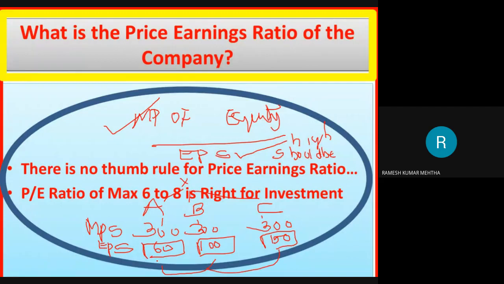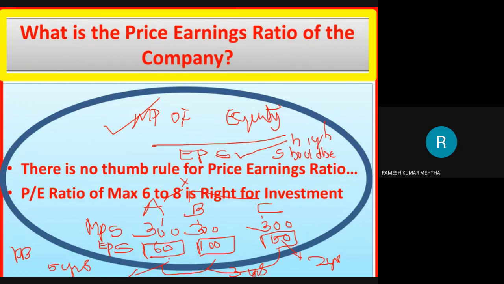If you look at this data, you will come to know that here you are going to get back your amount in 2 years. Here you are going to get back the amount invested of 300 rupees in 3 years, and here in 5 years. We call this the payback period in capital budgeting, but the same concept can be used in the case of price earnings ratio.